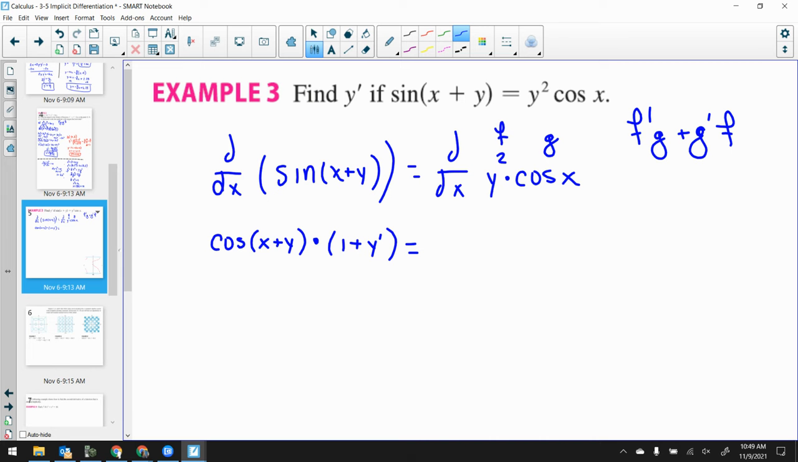Okay, f prime. Taking the derivative of y squared. Because something is acting on y, I have to do the chain rule. 2y, y prime. That's just the derivative of y squared, times the original g, plus g prime. What's the derivative of cosine? Negative sine, times the original f, y.